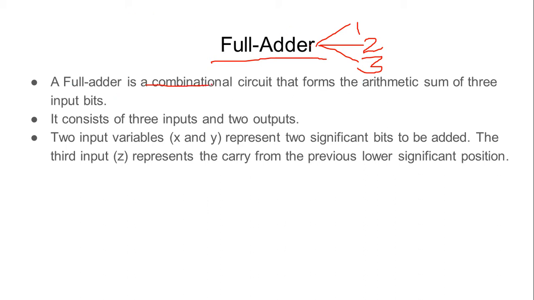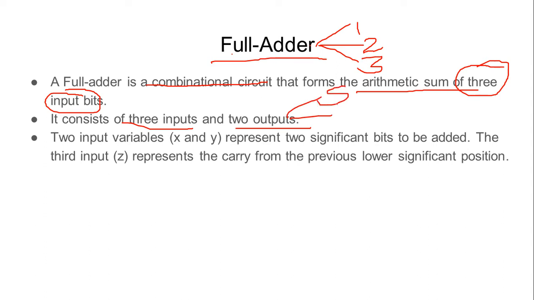So a full adder is again a combinational circuit that forms the arithmetic sum of three input variables. As I said earlier, full is for the three input variables. So total three input variables and two output variables. The two outputs remain the same as in the half adder, sum and carry only. So how are these three input variables coming in the case of the full adder?